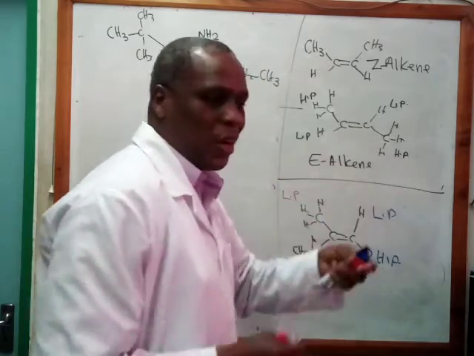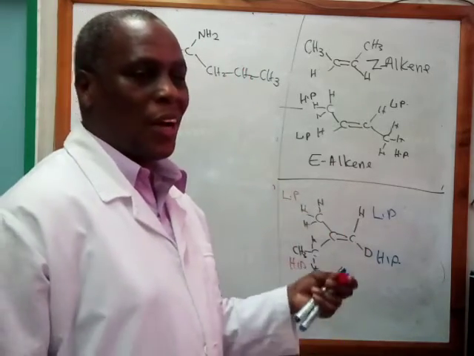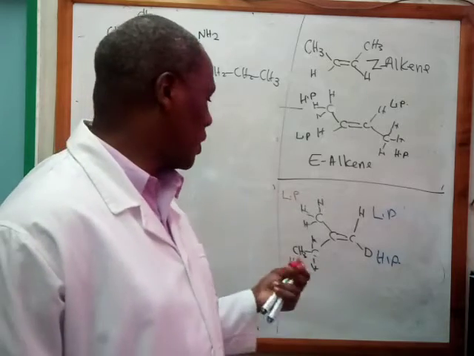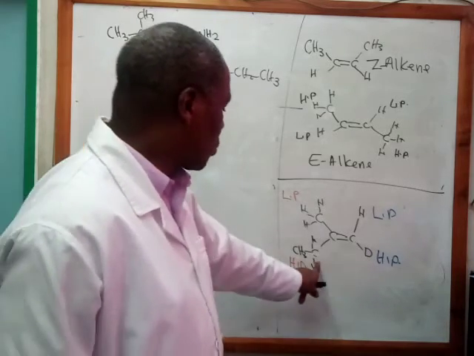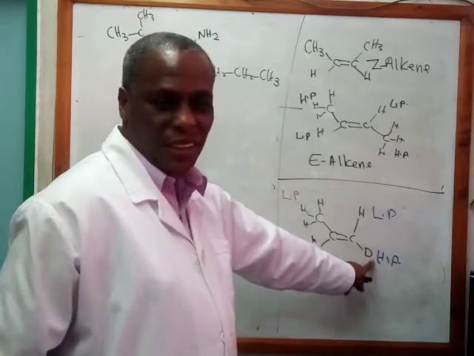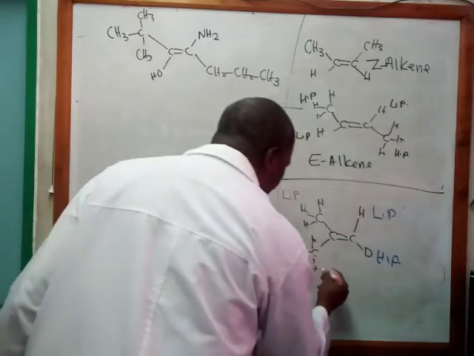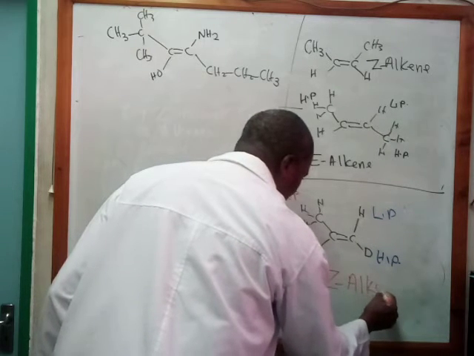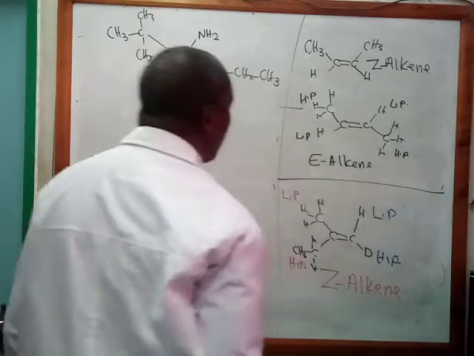So we'll come to how to name those alkenes later. Later we'll come to the nomenclature of alkenes. But for this one, we'll just say you've got two high priority groups on the same side. So this will be a Z alkene. Have you seen that? All right.